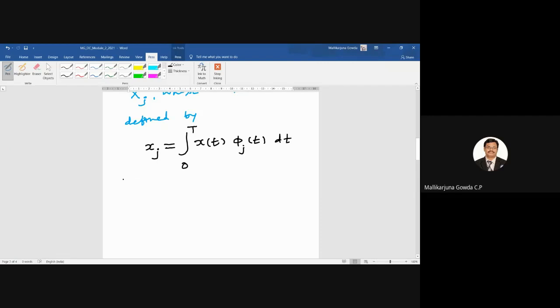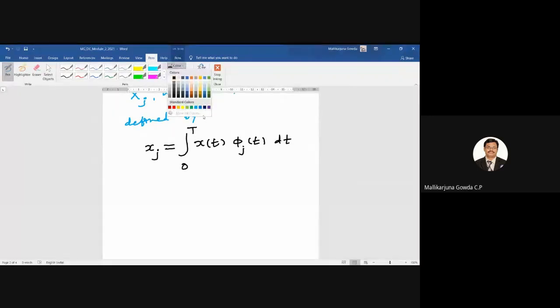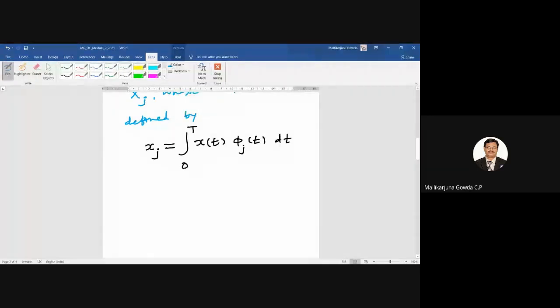Is this clear, or do you have any doubts? Yes, sir. Very simple to understand if you have that diagram in your mind. Hope you are noting. Everybody is noting? So now let me substitute x of t here. What is the value of x of t?